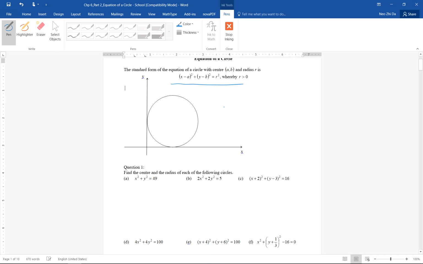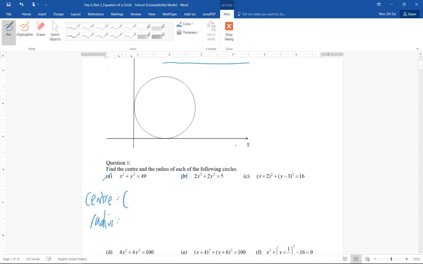I want you to go and try question A and question B to find the center and radius. So how should it look like? Center, what is the coordinate? And radius, what is the radius? Okay, I give you some time, 1 minute.